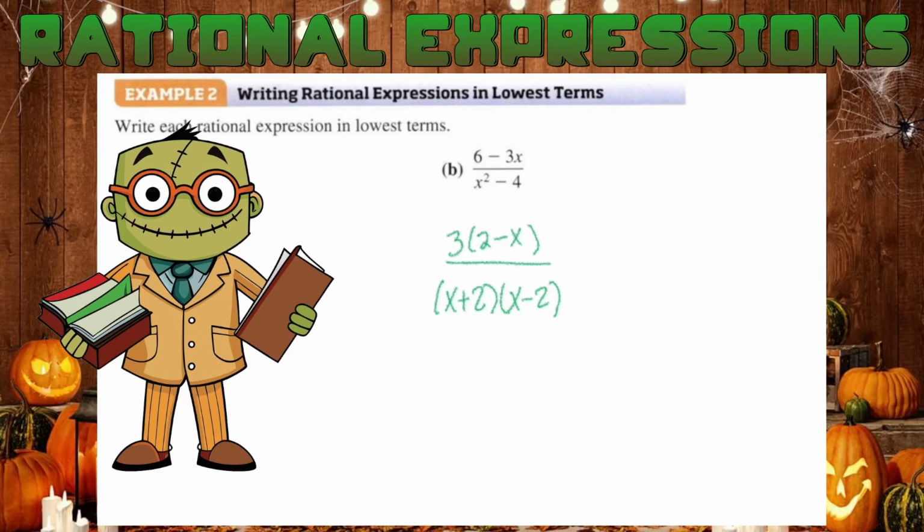And if you try to cross out 2 minus x and 2 plus x, you are lying. So what can we do to make it better? Well, we be smarter. That's what we be.